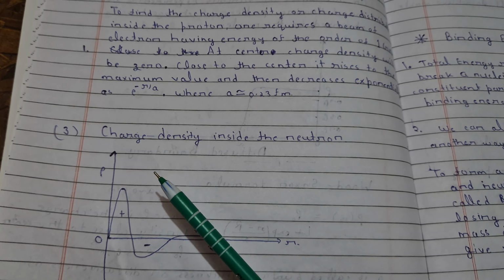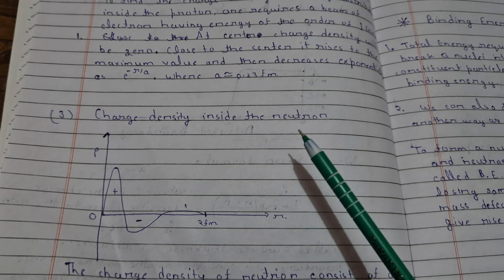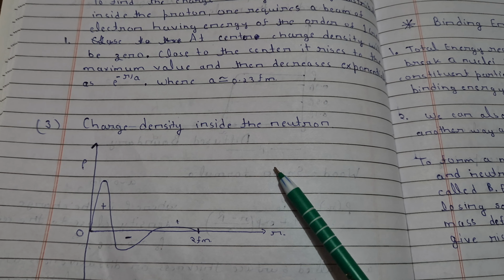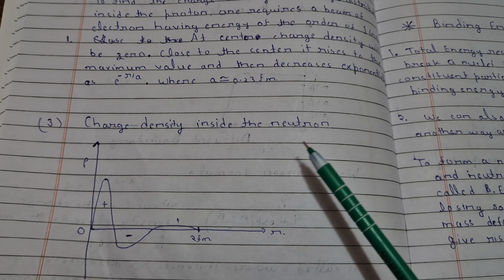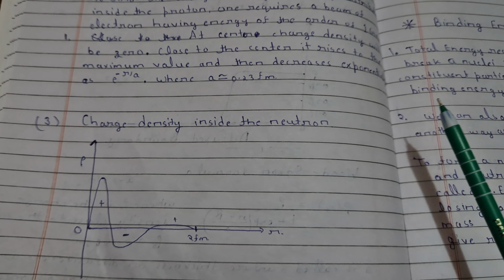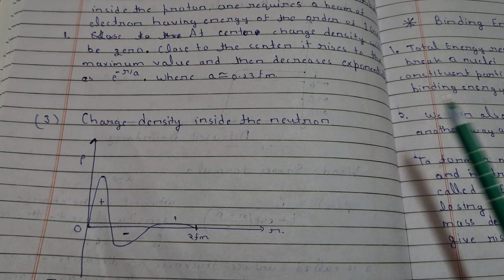Next is charge density inside the neutron. The neutron is a neutral particle. But there are positive and negative charges both inside it, and they are in equal amounts. That's why it is neutral. So how is the charge distributed inside the neutron so that it becomes neutral?